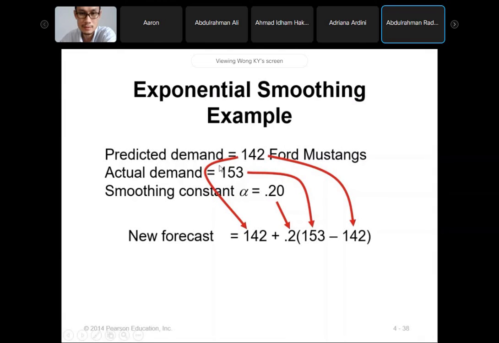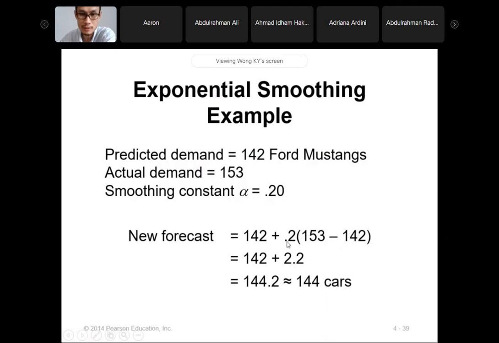So this is the way as I explained. The forecast for this coming period equals the forecast of the last period, which is 142, plus alpha, which is 0.2, multiplied by the actual demand value in last period, which is 153, minus the forecast value you got in the last period, which is 142. If you calculate, you get 144.2, which is roughly 144 cars.